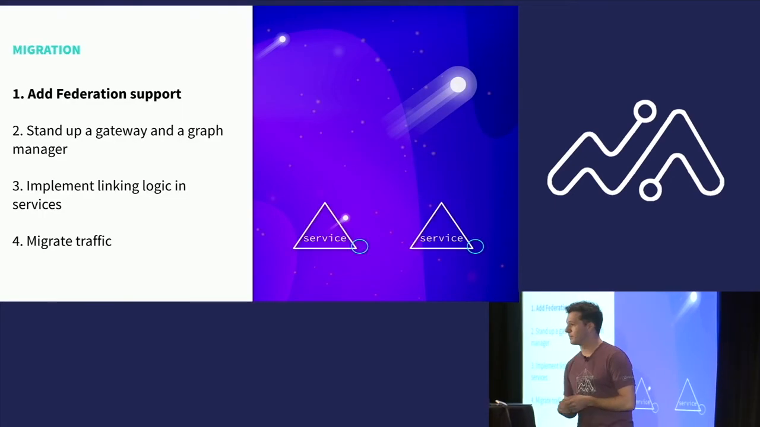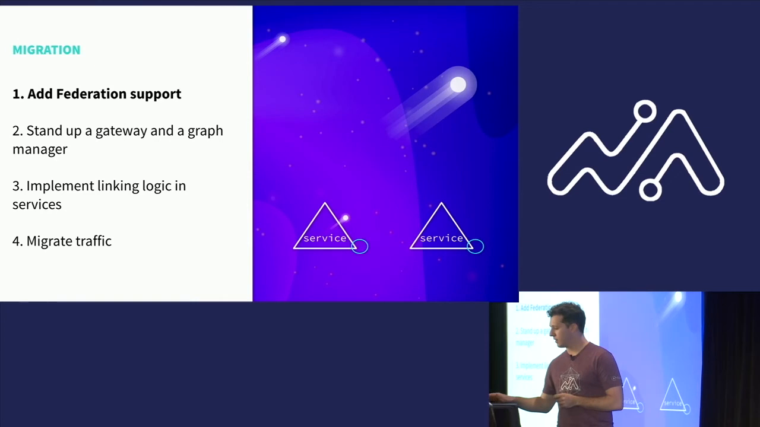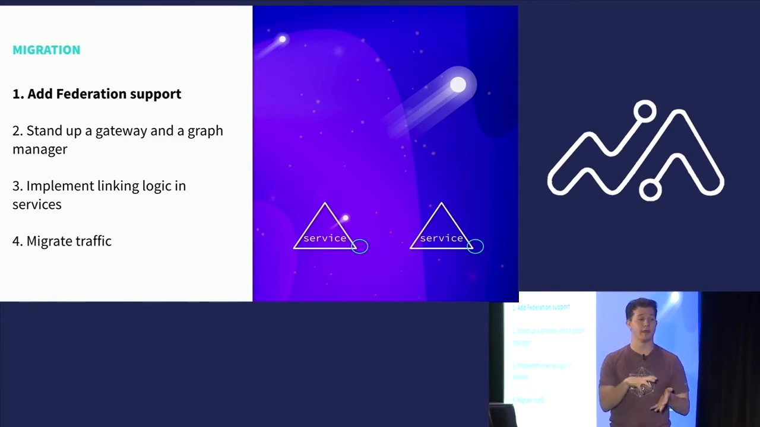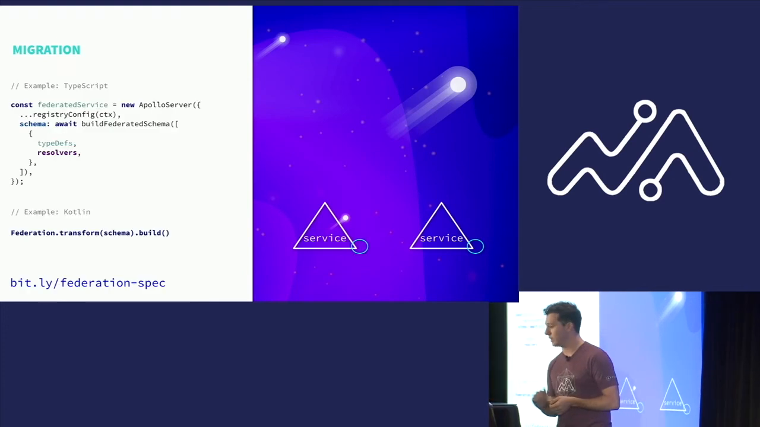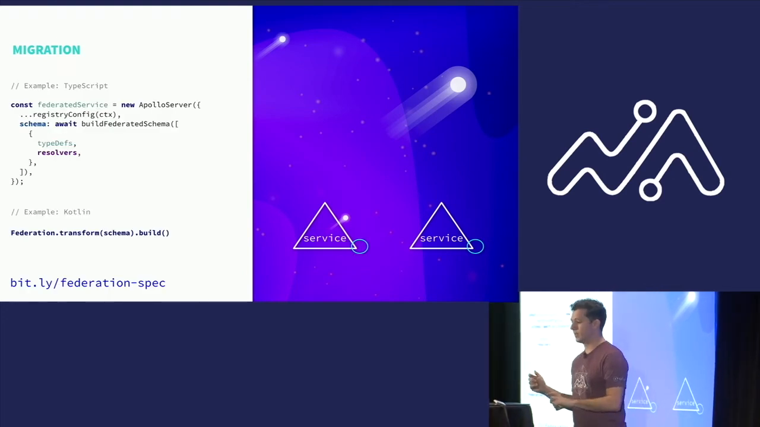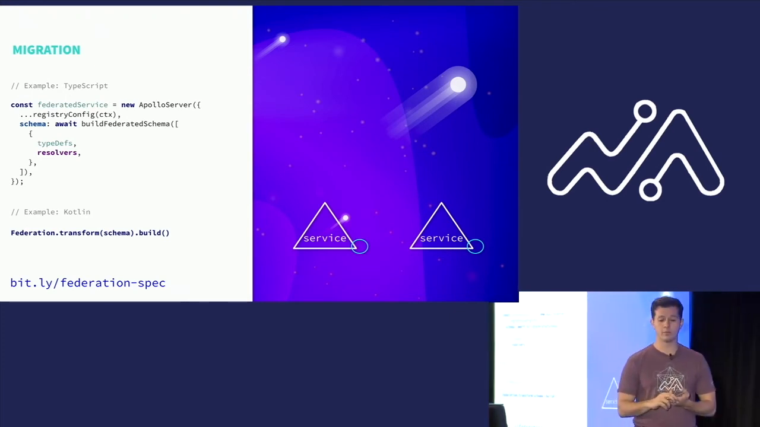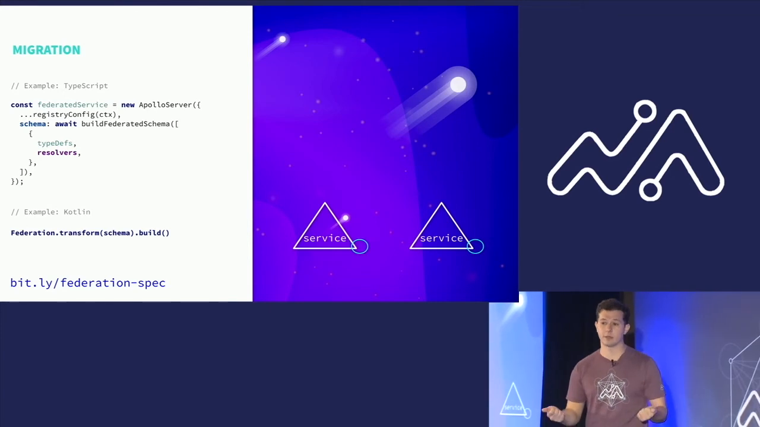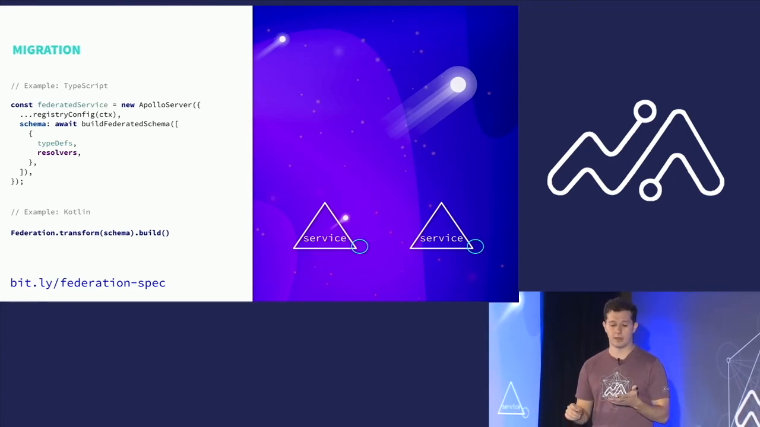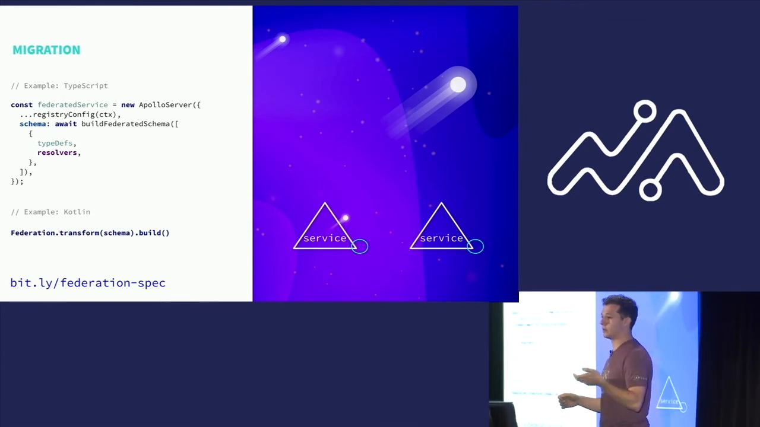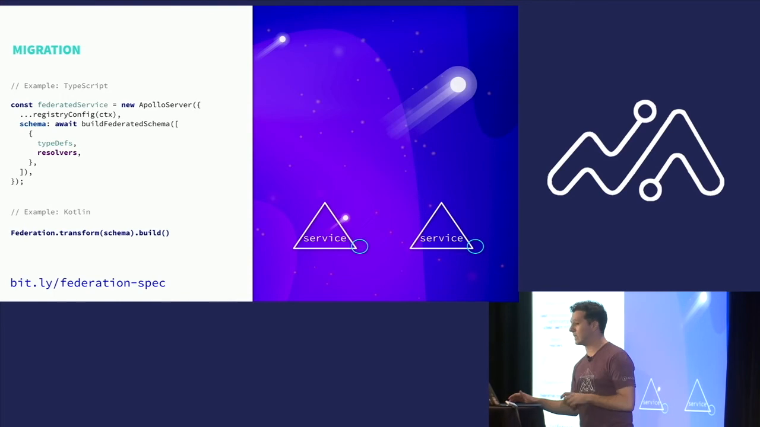So step 1, adding federation support. This essentially adds the implementation of the federation spec to the services. And it looks a little something like this. As I mentioned before, we have 2 services that we run. One of them is in Kotlin. The other one is in TypeScript on Node and the JVM. And the Kotlin code is a line. The TypeScript code is a few lines with a whole bunch of new lines. And it essentially wraps around our schemas and our resolvers to implement the federation spec.